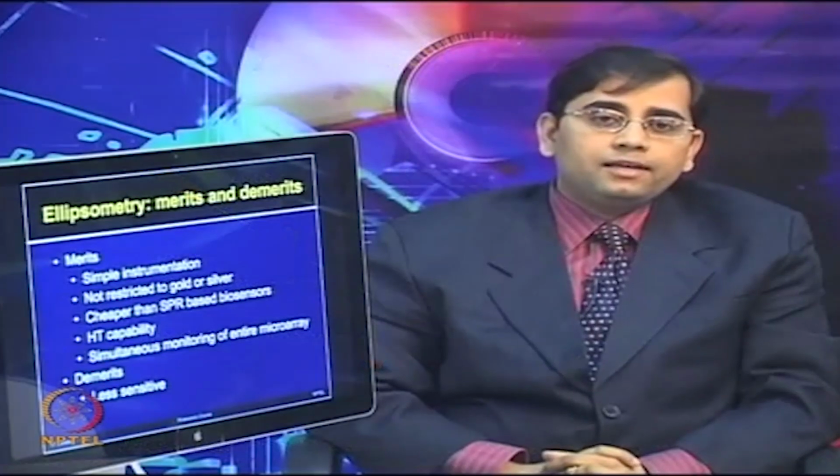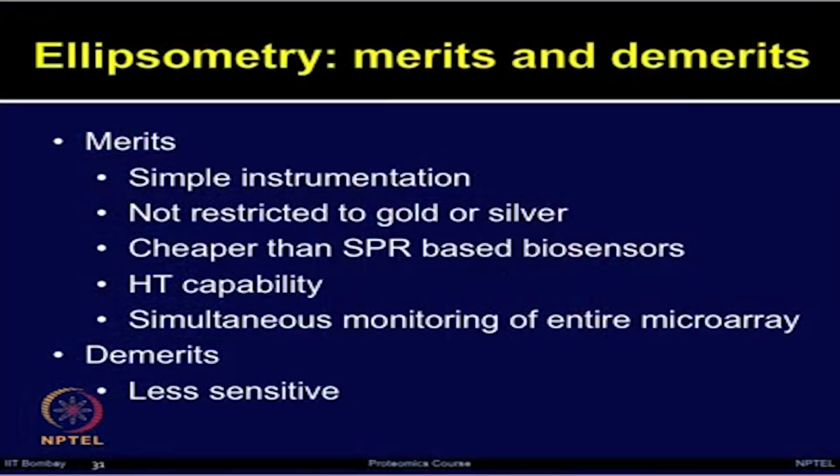The ellipsometry technique has many merits. The instrumentation is very simple, unlike the SPR based instrumentations. It is not restricted to specific metals such as gold or silver. It is much cheaper than the previously discussed techniques based on SPR configurations. It also provides high throughput capability, and it can provide simultaneous measurement of the chip surface, which is applicable for microarray based applications. Its demerits: it is less sensitive than SPR or SPR imaging. It is insensitive to conformational changes.